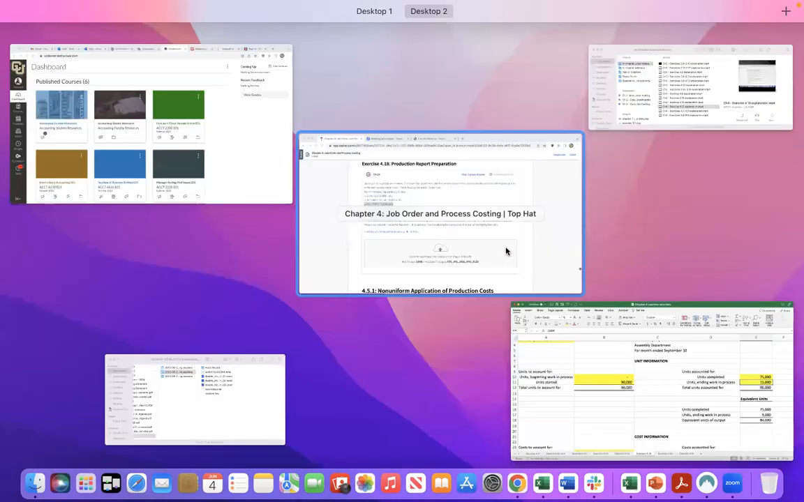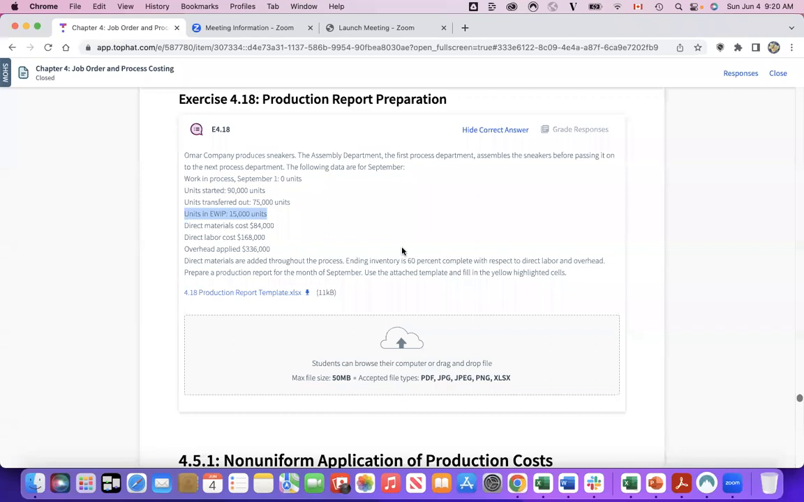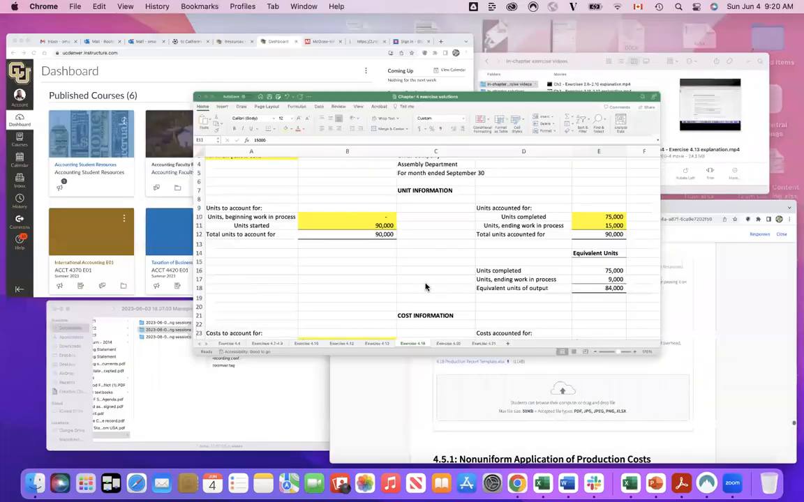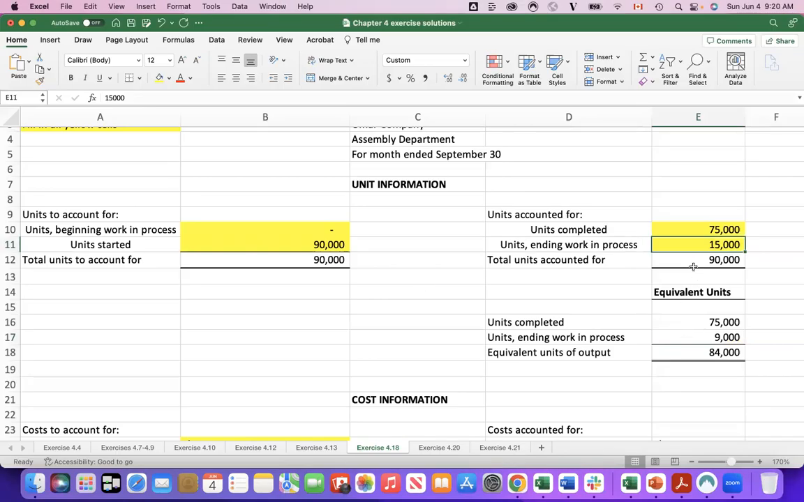Well, as it said in the question, material is added throughout the process. Ending inventory is 60% complete, and it should be for all costs. Meaning of this 15,000, I have 15,000 units that are each 60% complete. Theoretically, I could have fully completed with that same effort, that same cost, 15,000 times 60%, I could have fully completed 9,000 units with the same material, labor, and overhead costs. So that is the equivalent units in ending work in process.